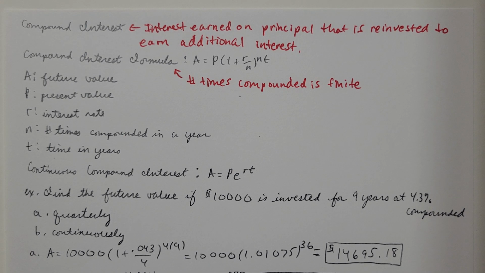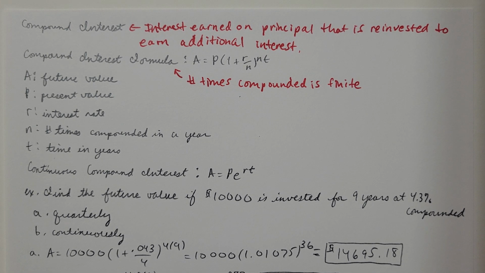R is the interest rate. For these problems, the interest rate will usually be given to you as a percentage. You'll need to go ahead and convert that to decimal form whenever you use this formula. N is the number of times compounded in a year, which they'll tell you.